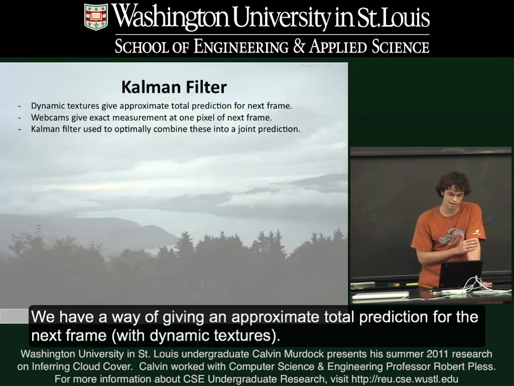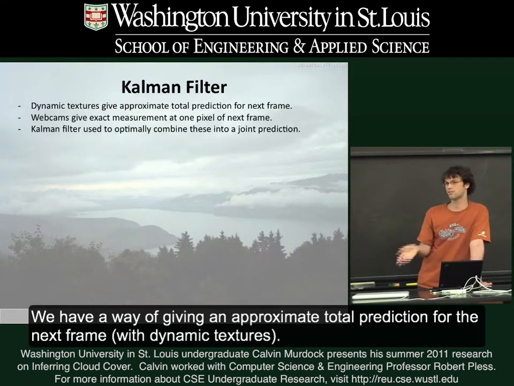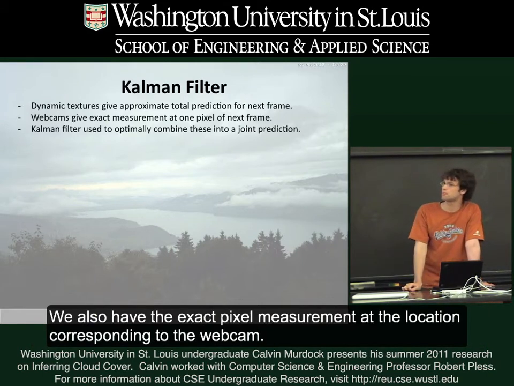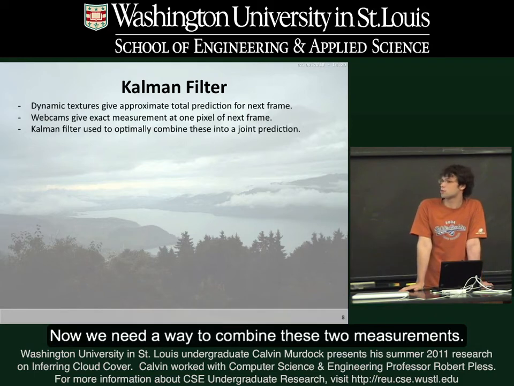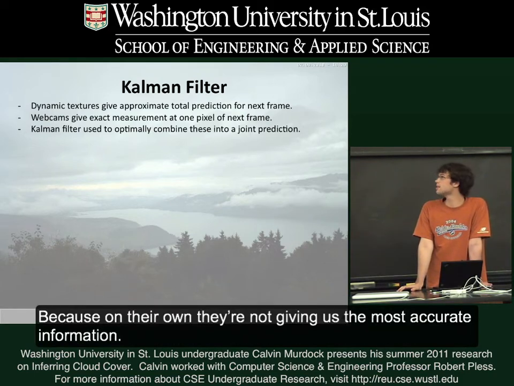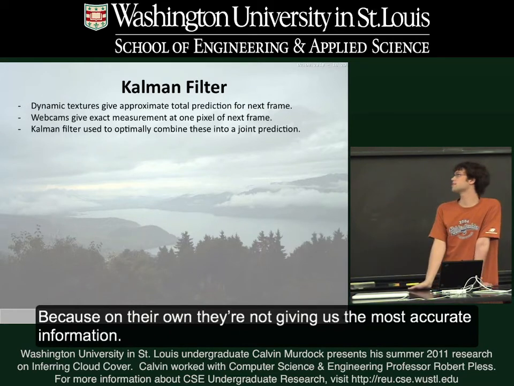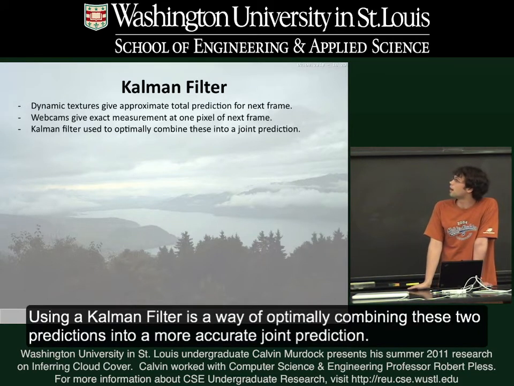So we have a way of giving an approximate total prediction for the next frame with dynamic textures. Remember, we also have the exact pixel measurement at the location corresponding to the webcam. So now we need a way to figure out how to combine these 2 measurements, because on their own, they're not giving us the most accurate information. So a Kalman filter is a way to optimally combine these 2 predictions into a more accurate joint prediction.